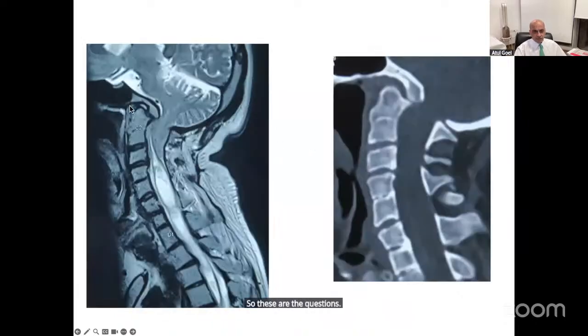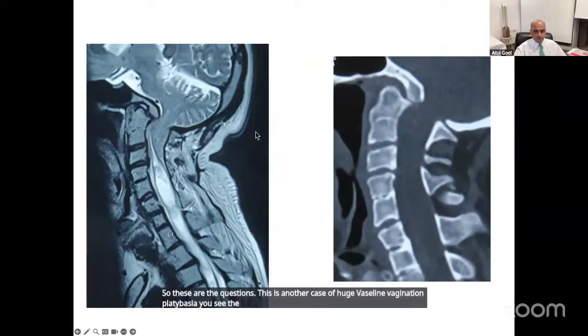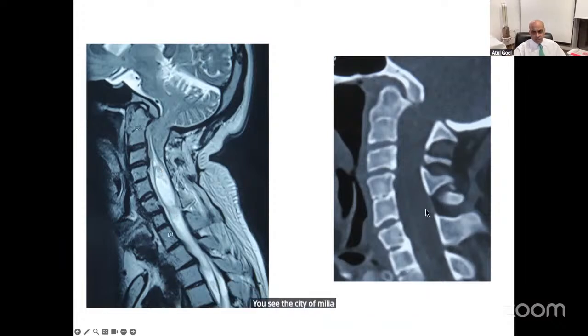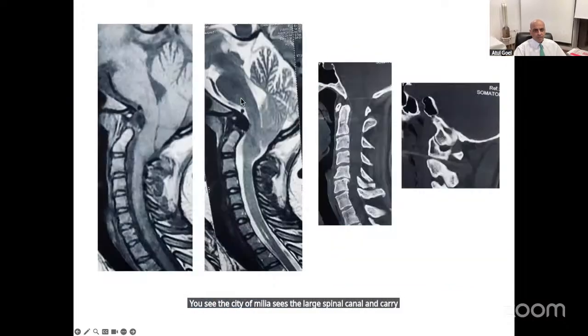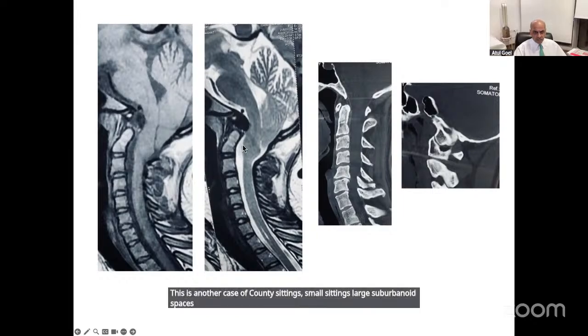This is another case of huge basilar invagination, platybasia. You see the posterior fossa, you see the folia, you see the tonsillar herniation, no folia here. You see the syringomyelia, see the large spinal canal and Chiari malformation. This is another case of Chiari, syrinx, small syrinx, large subarachnoid spaces, which I like to call external syringomyelia.